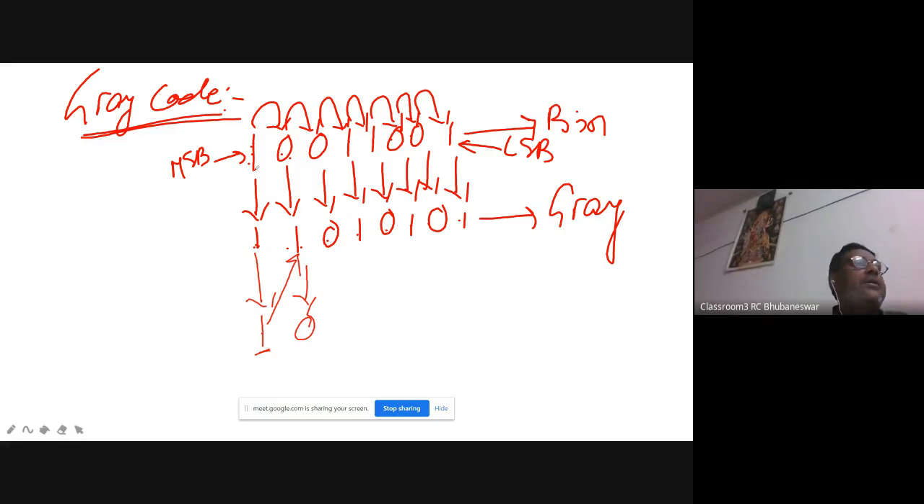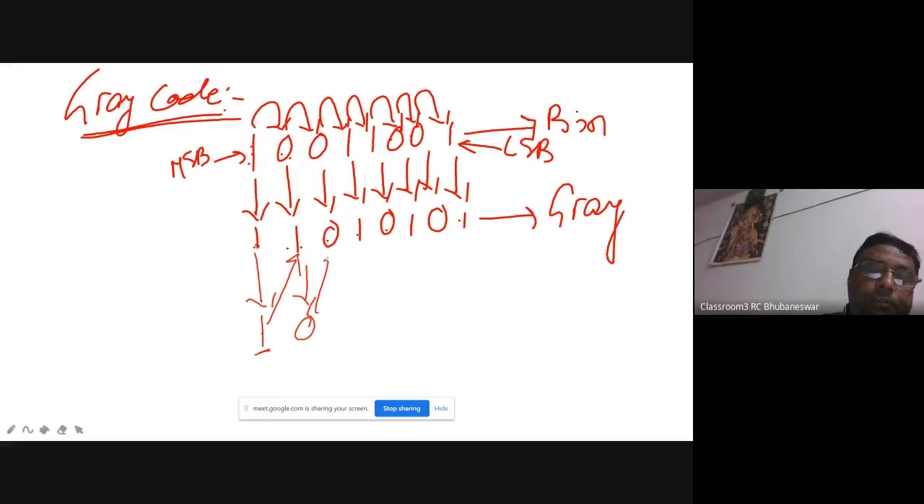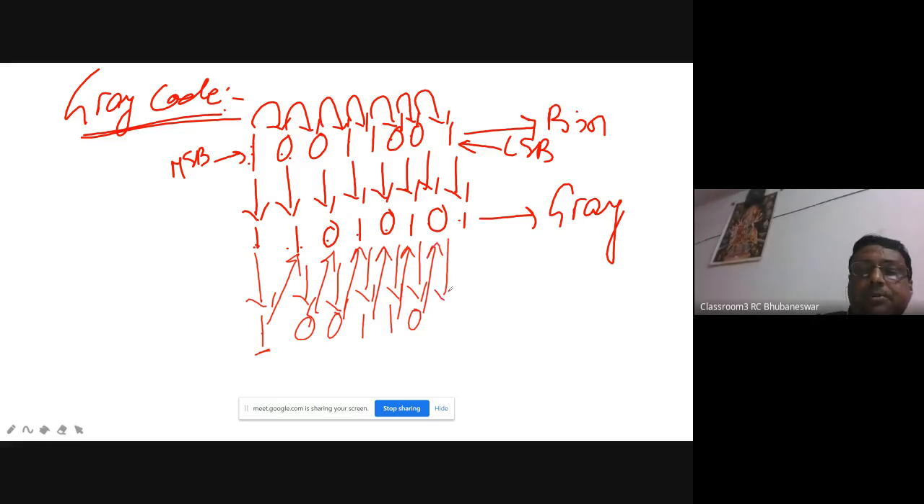Third part remains same. In addition, if any carry term will come, then it should be omitted. Right? Then 0 plus 0, 0. 0 plus 1, it is 1. 1 plus 0, 1. 1 plus 1, 0 with carry 1, omit the carry. 0 plus 0, 0. 0 plus 1, it is 1.